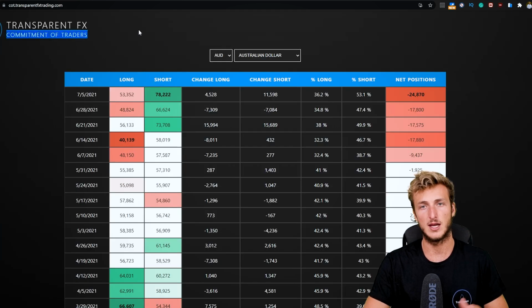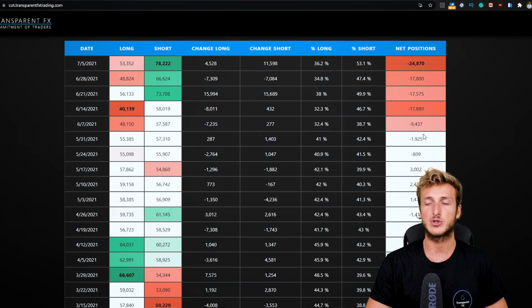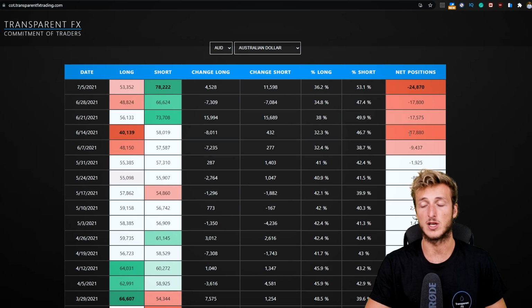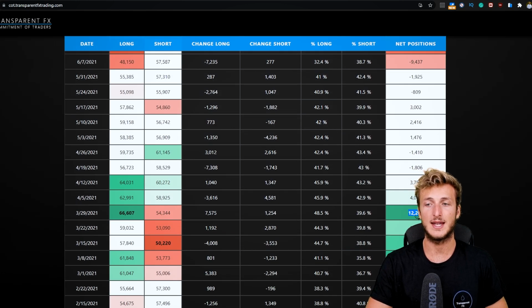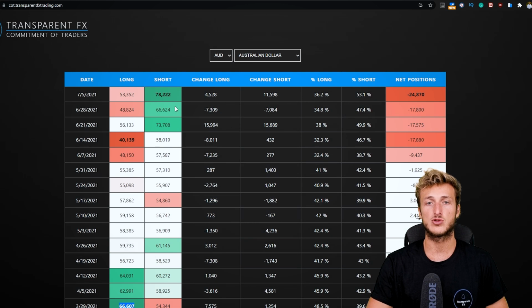Now, before I show you that, let's first go and see what we have from a COT perspective. So commitment of traders, which is basically what the non-commercials and the biggest speculators in the market are doing. Now, starting here from the AUD, we can see how lately net positions have been dropping massively. We went from having 12.2k net positions with 54k shorts and 66k longs. So definitely more longs than shorts. From an institutional perspective, to having 78k shorts and only 53k longs. So way more shorts than longs.